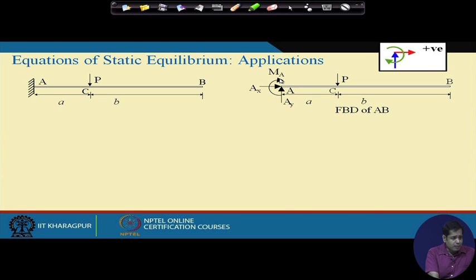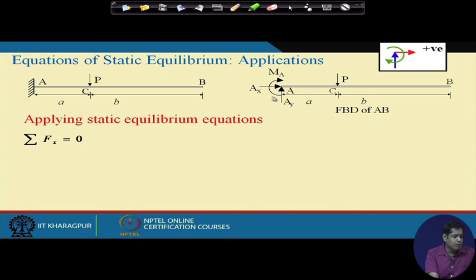Now you apply the equilibrium equations here. Applying the static equilibrium equations, the first equation is summation of forces in x direction is equal to 0. The only component of force you have in x direction is Ax. So, naturally, this condition gives you Ax is equal to 0. The next equilibrium equation is summation of forces along y direction is equal to 0. Along y direction, what are the forces you have? You have Ay and then P.